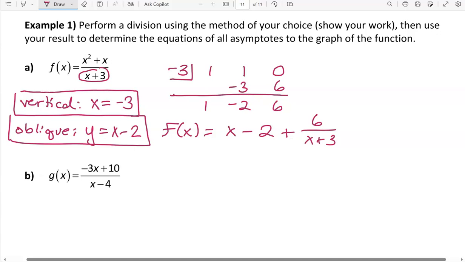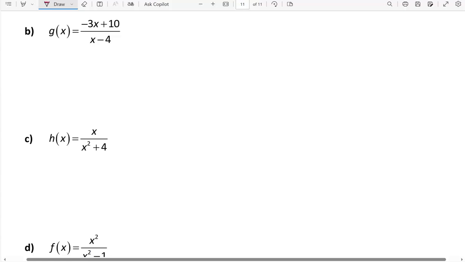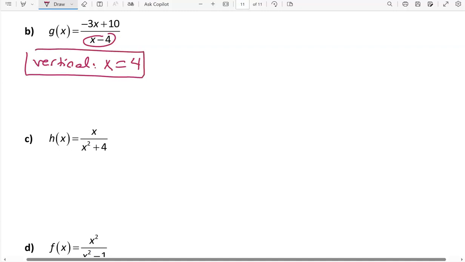No horizontal asymptotes. In B, we can also determine that there is a vertical asymptote by setting that denominator equal to 0. So our vertical asymptote is x equals 4. And then we can use our division. I'm going to use synthetic division again. The 0 of the divisor, x minus 4 is equal to 0 when x is 4, goes in that box. And then the coefficients of the dividend, which are -3 for the x term and 10 for the constant term, go right next to it.